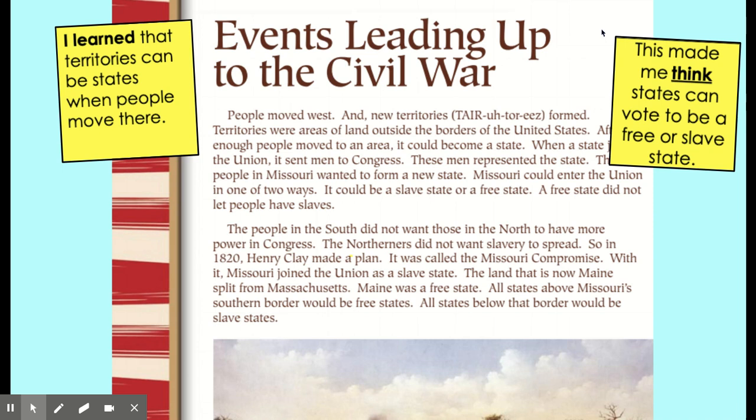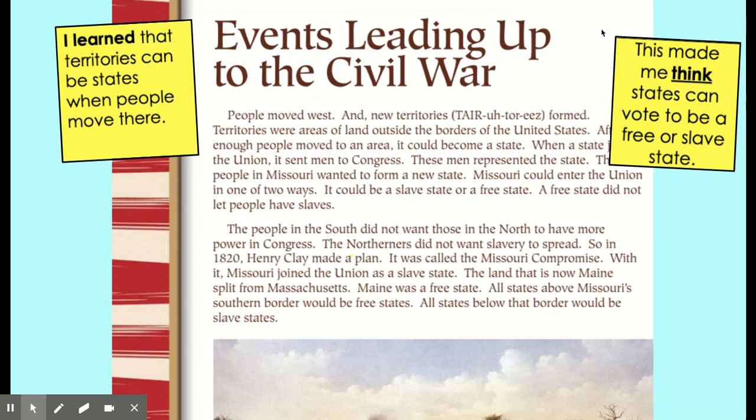Congress. The Northerners did not want slavery to spread. So we got some opposing sides here. So in 1820, Henry Clay made a plan. It was called the Missouri Compromise. I'm really interested in this as a reader, the Missouri Compromise.